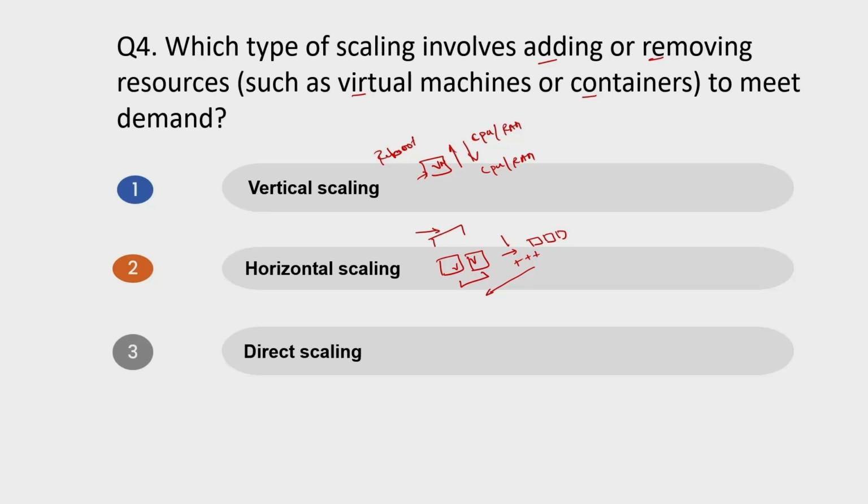So question number 4 has the right answer: horizontal scaling. So this will be the wrong answer. And direct scaling, I have not heard of any term called direct scaling. So I will simply eliminate this answer.